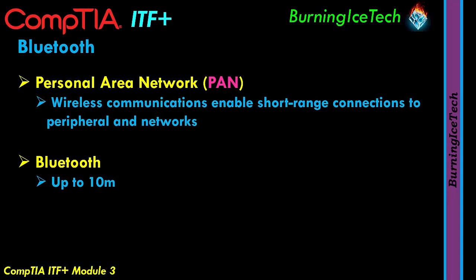So yes, Bluetooth does go through items like walls, but how far you'll get with that depends on how thick the wall is and how many walls there are that it has to go through. That's going to dictate how strong the signal is when it comes out the other end. But luckily for us, it does not need line of sight.